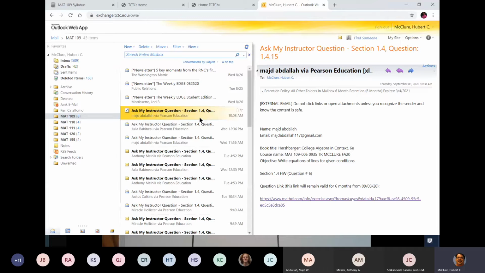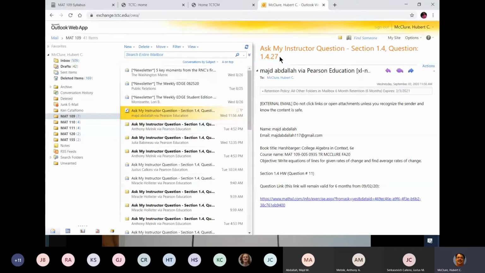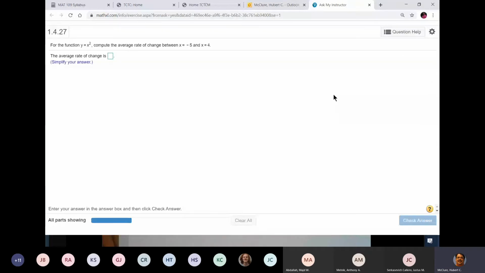This is 1.4, 27/11. Okay, it says for the function y is equal to, compute the rate of change between x equals -5 and x equals 4.